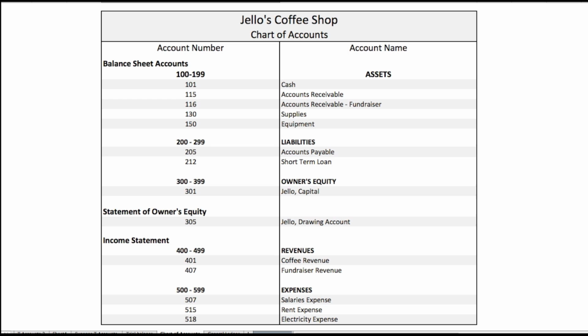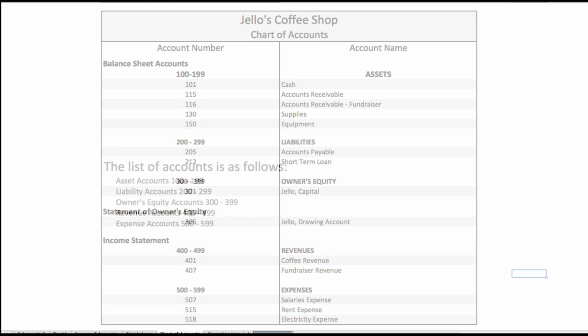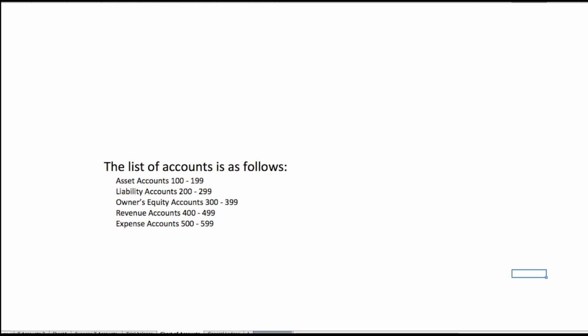The numbers assigned to the accounts are based on what type of account it is. The list of accounts is as follows. Asset accounts will be labeled 100 to 199, liability accounts 200 to 299, owner's equity accounts 300 to 399, revenue accounts 400 to 499, and expense accounts 500 to 599.